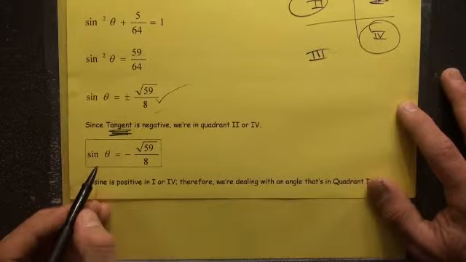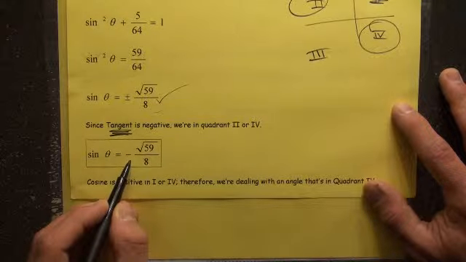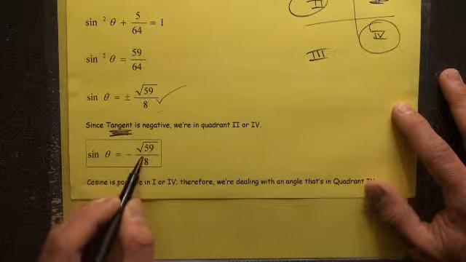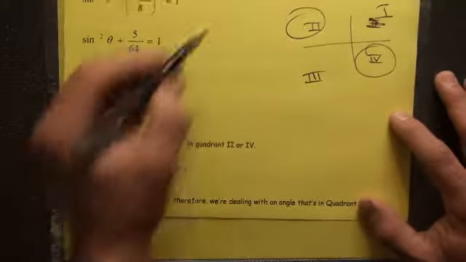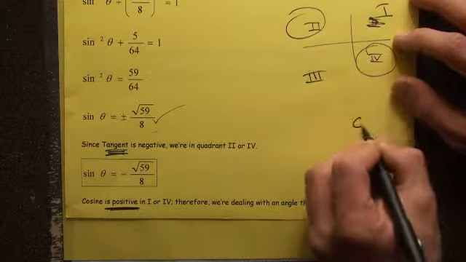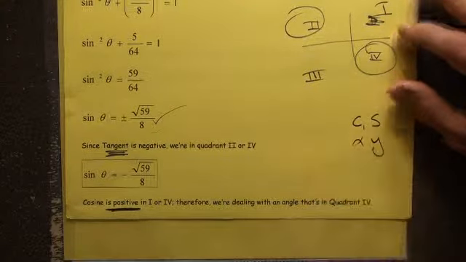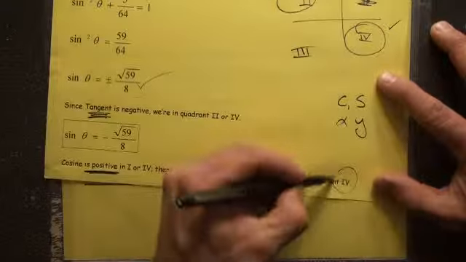Then, we say, okay, since tangent is negative and cosine is positive, sine theta is negative. Why? They tell us this cosine here is positive. Where's cosine positive? Well, cosine is x. X is positive here and here. Therefore, we're definitely dealing with quadrant 4.